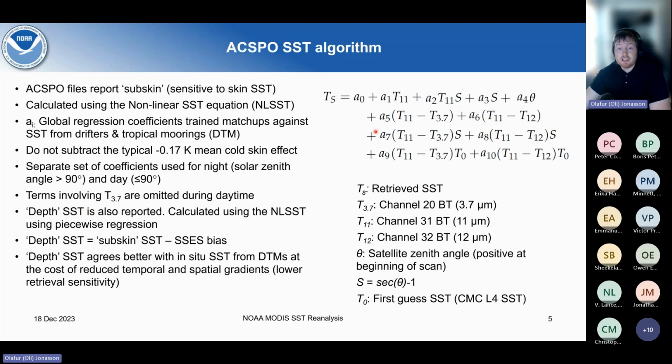We also report a second SST, called the depth SST. This is calculated using the same equation, but using piecewise regression. So we have multiple sets of these coefficients based on atmospheric conditions. You can obtain this depth SST from ACSPO files by subtracting the SCS bias from the subskin SST, the main SST that's reported in the files. The depth SST agrees better with in-situ SST from drifters and tropical moorings, but the cost is reduced temporal and spatial gradients. If people are familiar with SST retrievals, that means lower retrieval sensitivity.